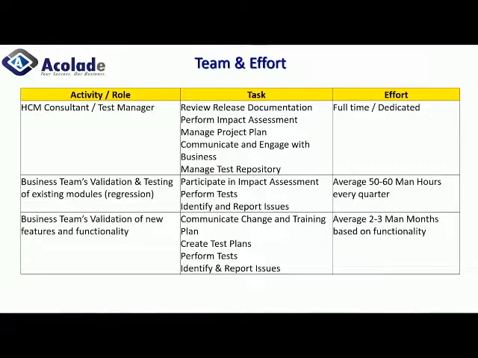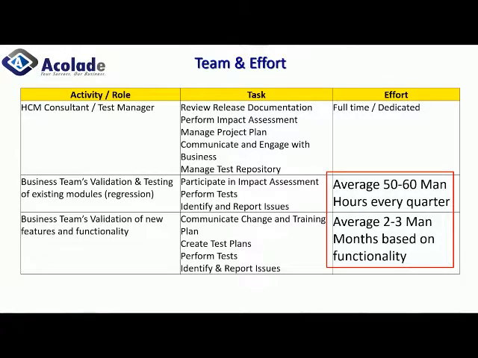Now, moving on from a new functionality adoption perspective, again, there's a fair few tasks there. Communicate change and training plan to your business stakeholders, create a test plan, perform tests, and identify and report the issue. So very similar to your existing functionality and regression, but again, when it comes to new functionality, a lot of planning needs to go in.